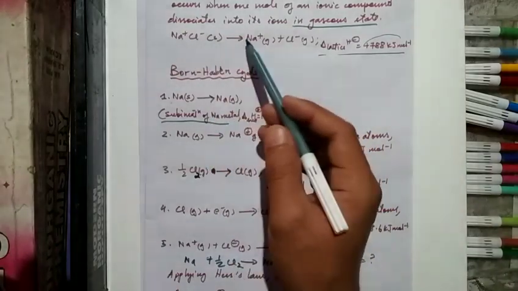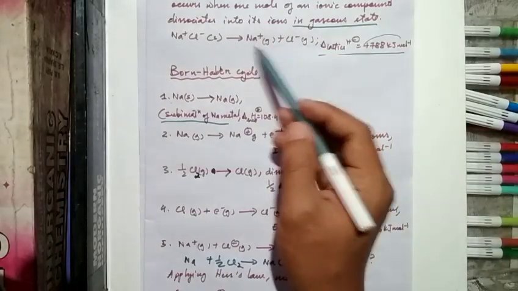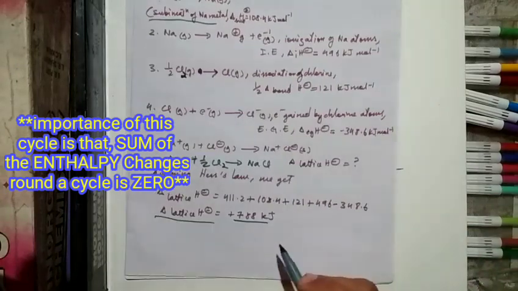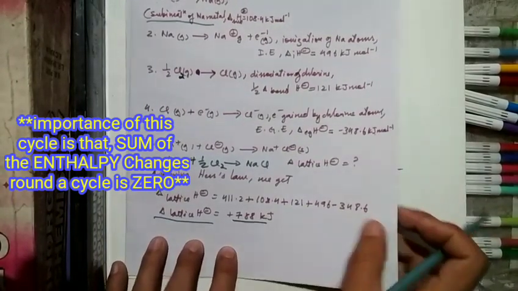when this 1 mole of sodium chloride dissociates into Na plus gaseous ion and Cl minus gaseous ion. So this is the Born-Haber cycle.